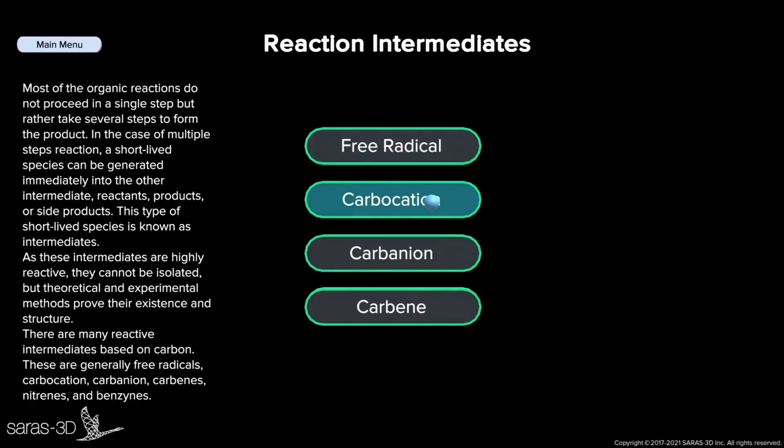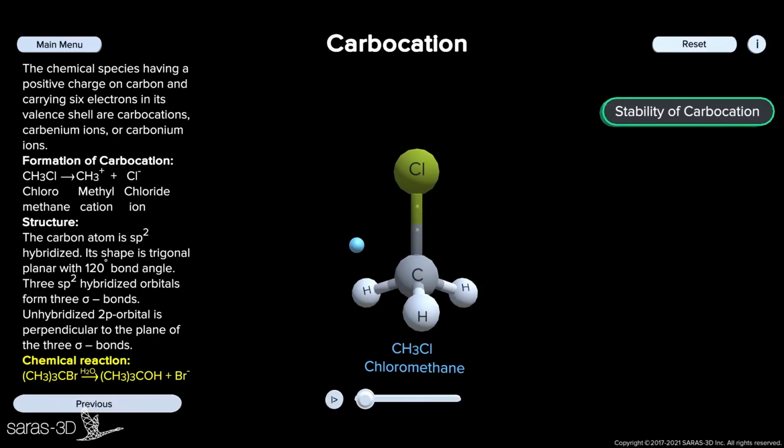Now let's talk about another reaction intermediate, which is carbocation. Now, what are carbocations? The chemical species having a positive charge on carbon and carrying 6 electrons in its valence shell, those species are termed as carbocations, carbenium ions, or carbonium ions. So, let's see how they are formed.